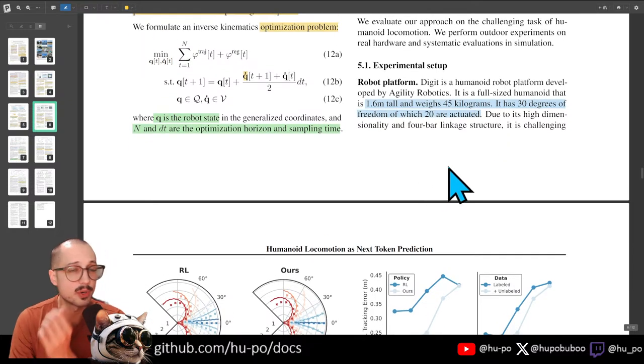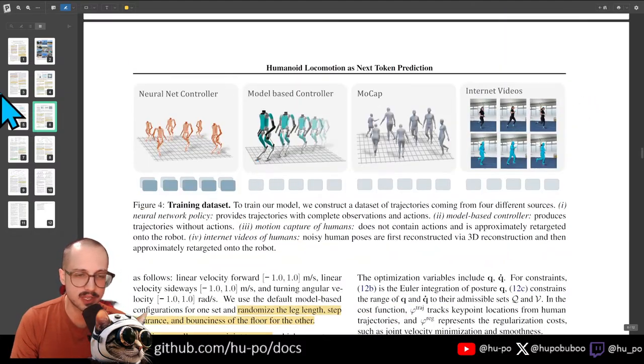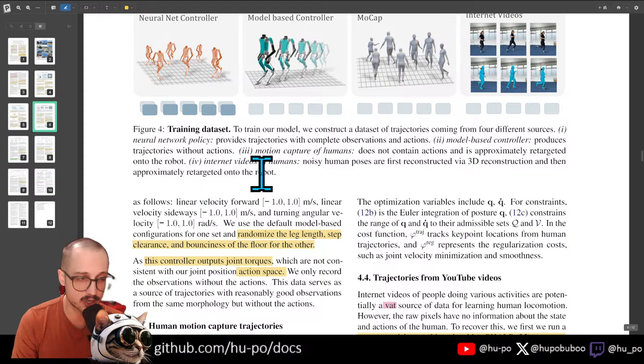Combining the four modalities, mocap and video. Yeah, they're similar things. People have trained on things like internet videos and mocap, but this is probably the simplest version of it and also the best-performing version of it that I've seen.